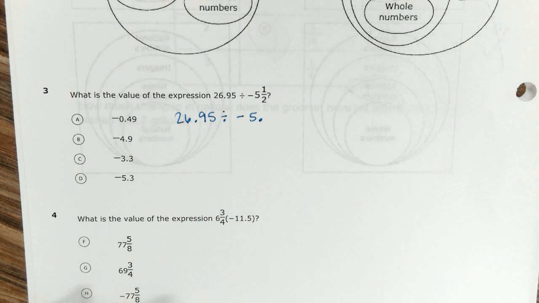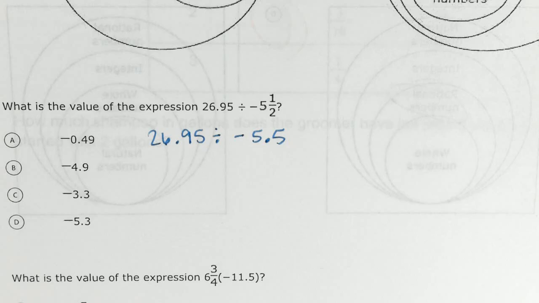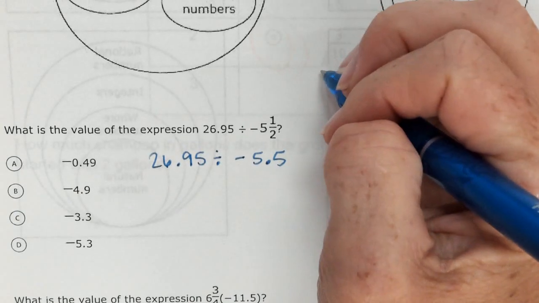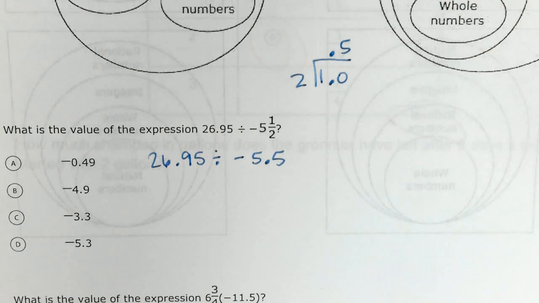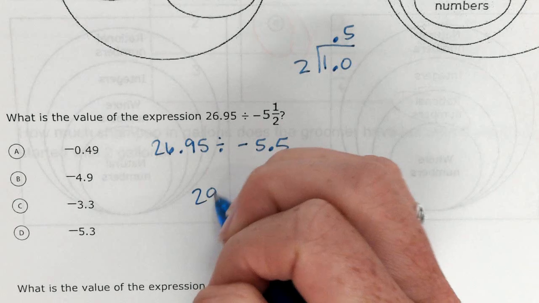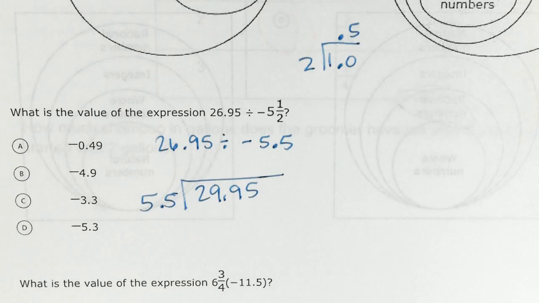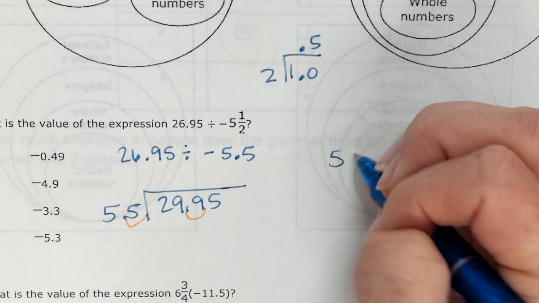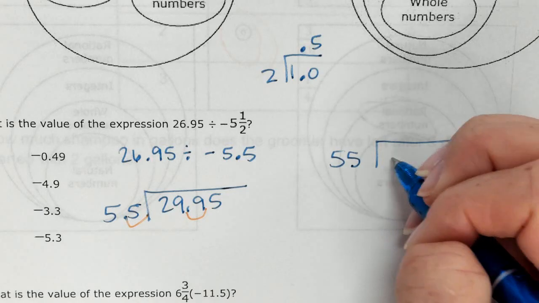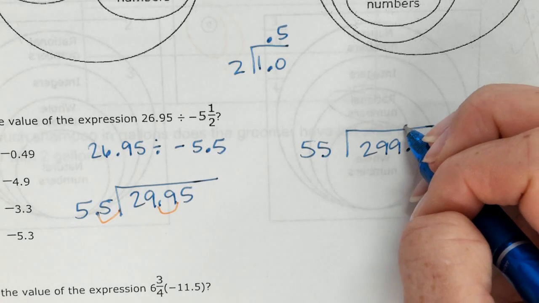Who can tell me what 1/2 is? 0.5. What if I don't know what 1/2 is? What would I do? Divide. Top in, bottom out, or cowboy over horse. So 1 goes in the house, 2 goes on the outside, and it would be 0.5. All right, so I have 26.95 in the house, 5.5 on the outside. Can I have a decimal on the outside? No. How many times do I need to move this decimal? Once. So I have 55 going into 269.5. Put my decimal straight up.